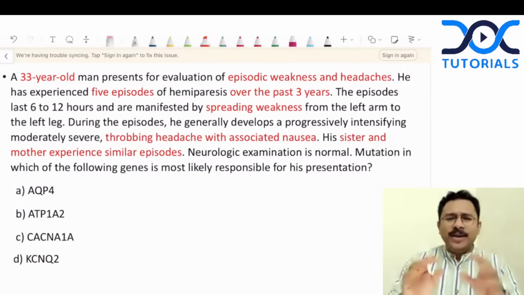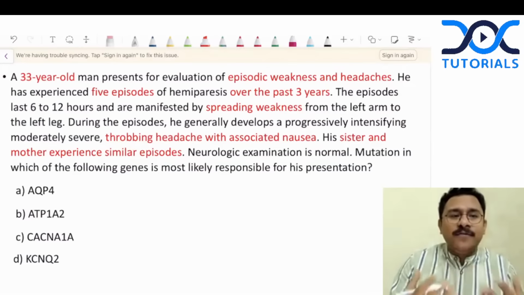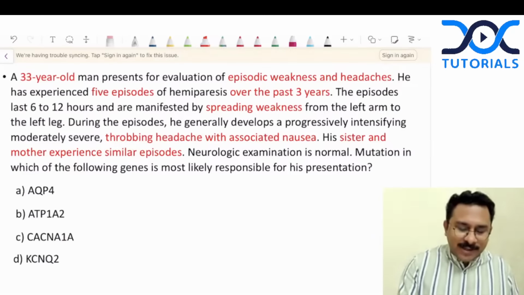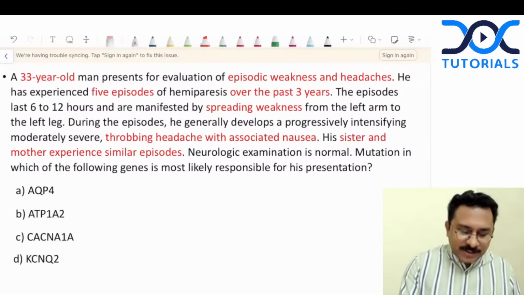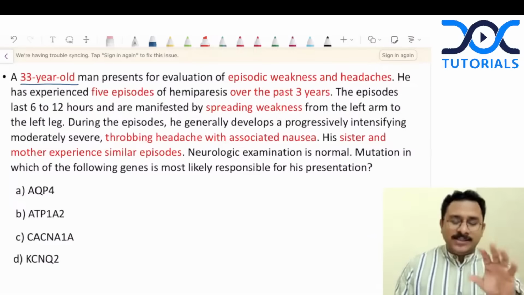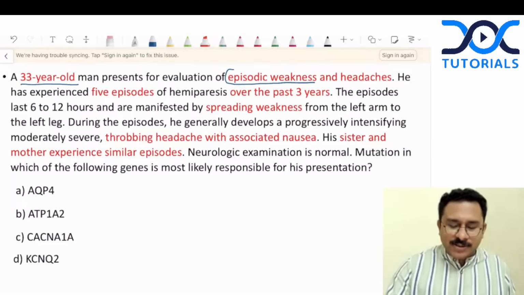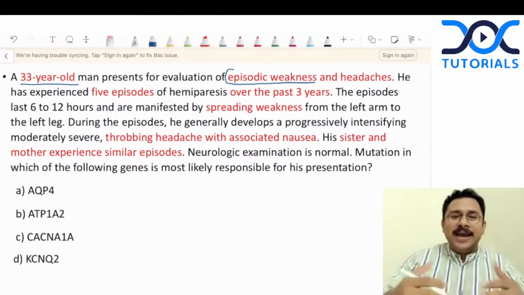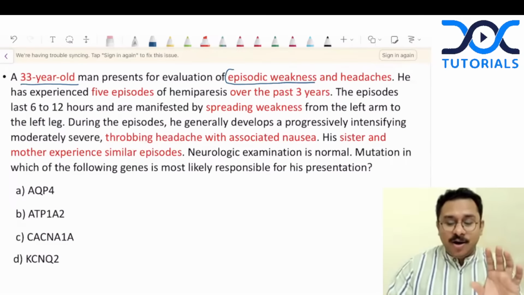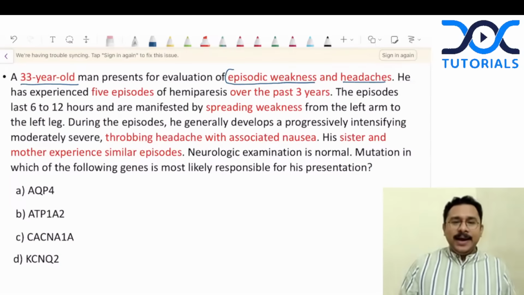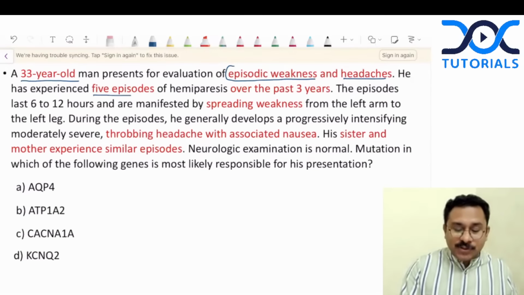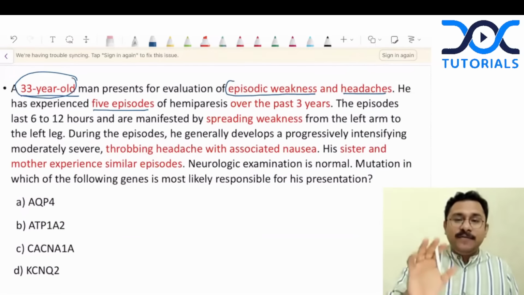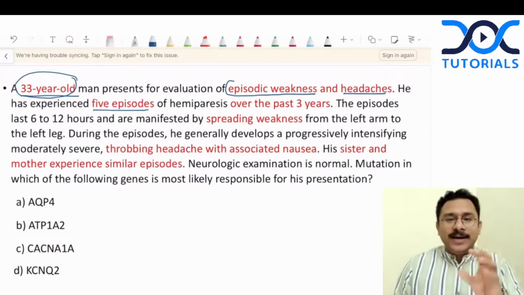My dear students, quickly I'll tell you how I would have approached this question. First, I'll quickly look at the age. What is the age? 33 years. And what are the symptoms? Episodic weakness. So he's having periodic weakness rather than a continuous prolonged weakness. And is that all? No, he's also having headache. And over the last 3 years, 5 episodes of hemiparesis. Look, for a 33-year-old man to have 5 episodes of hemiparesis over the last 3 years.